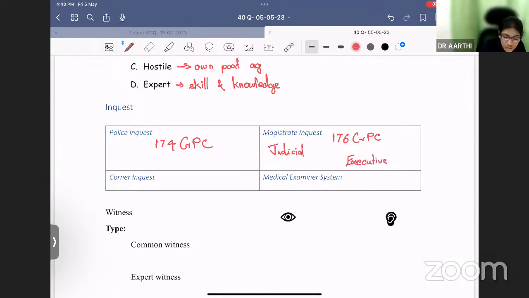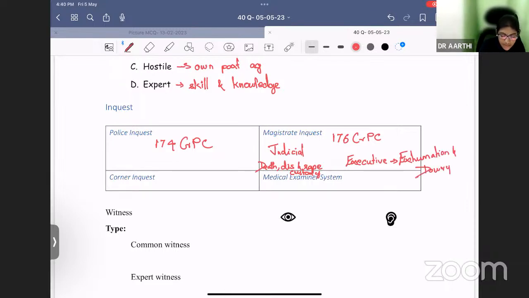The judicial magistrate deals with death, disappearance, and rape in custody. The executive magistrate mainly deals with exhumation, that is removing a person who has been buried, and dowry.